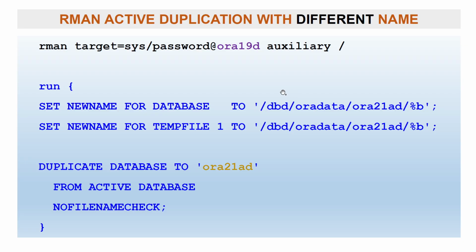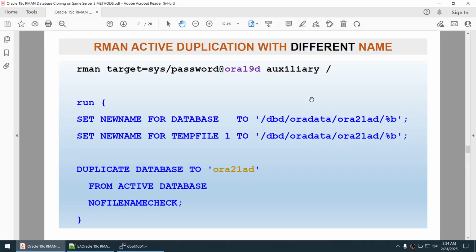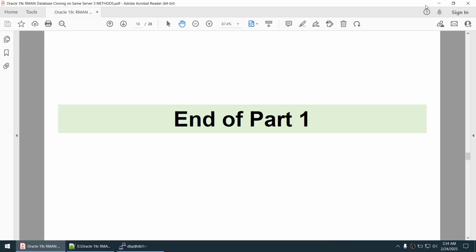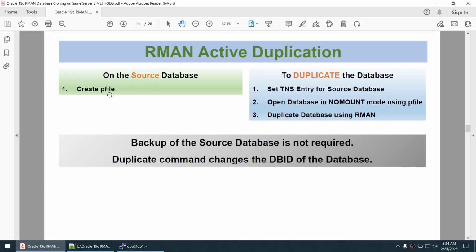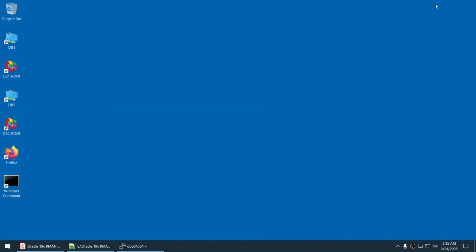Now that we have understood how it works, let's go ahead and do part 1. So this is the theory. What will we be doing? We will create the P file on the source database, then set up the TNS entry, open the database in no mount mode, and duplicate the database using RMAN. These are the steps that we will be doing.